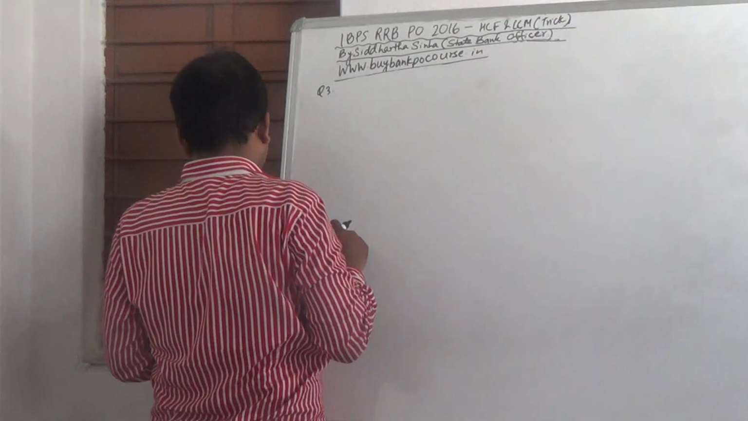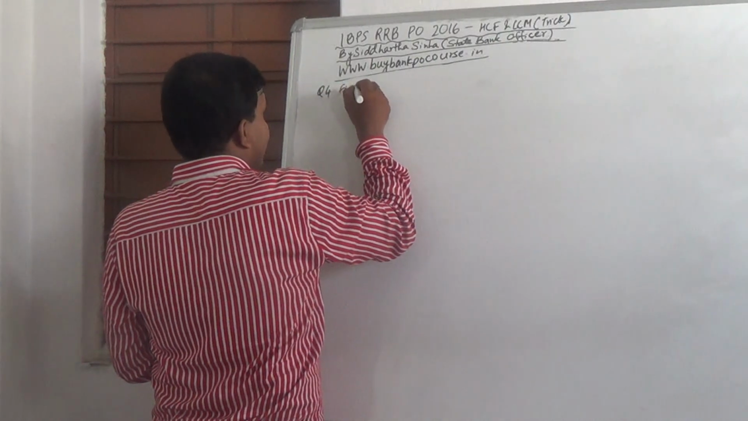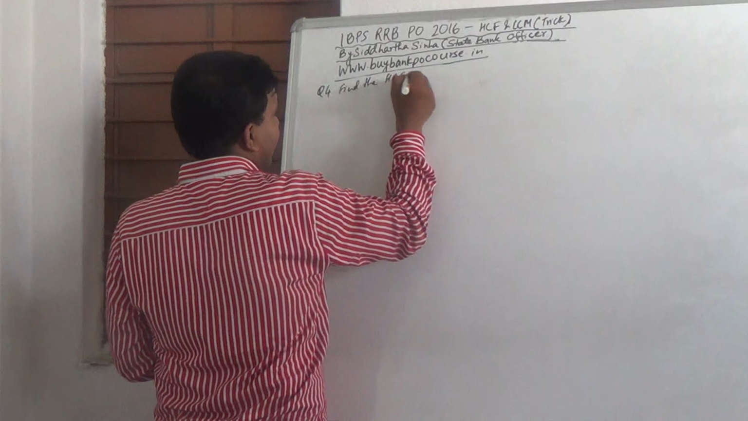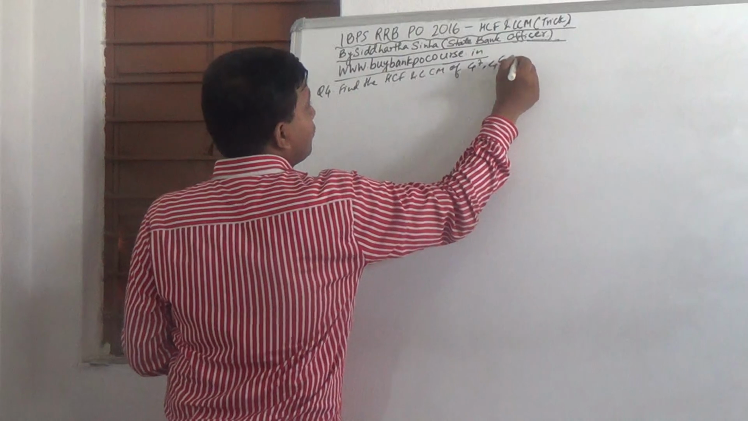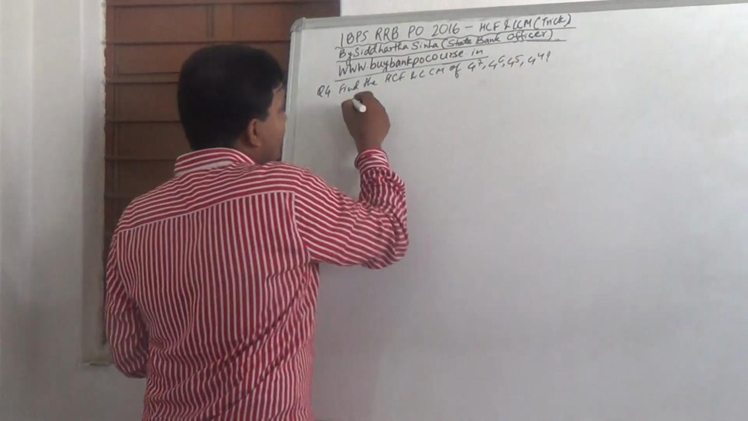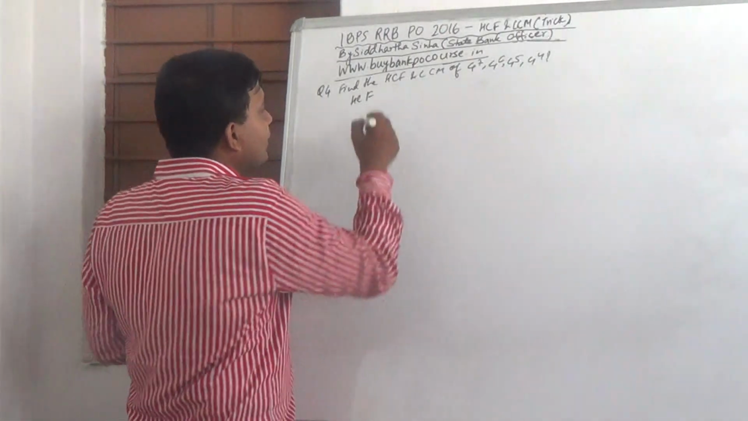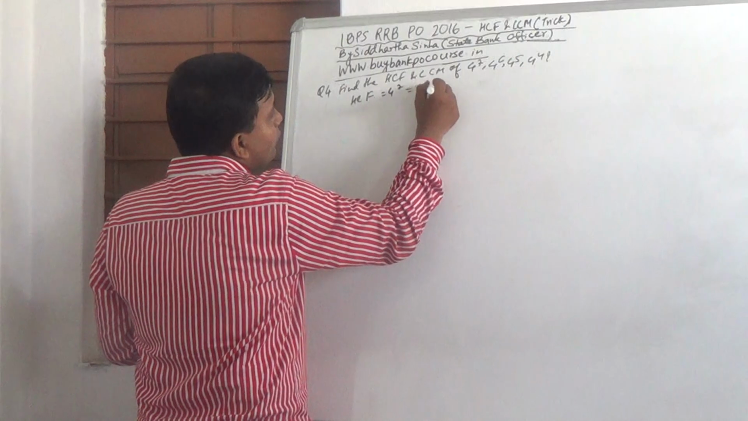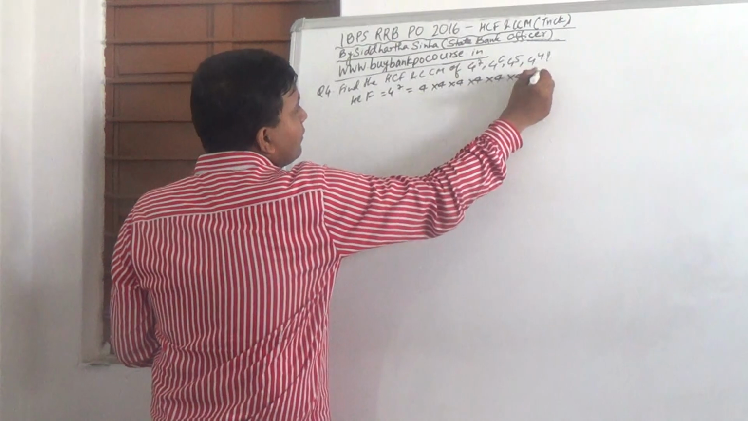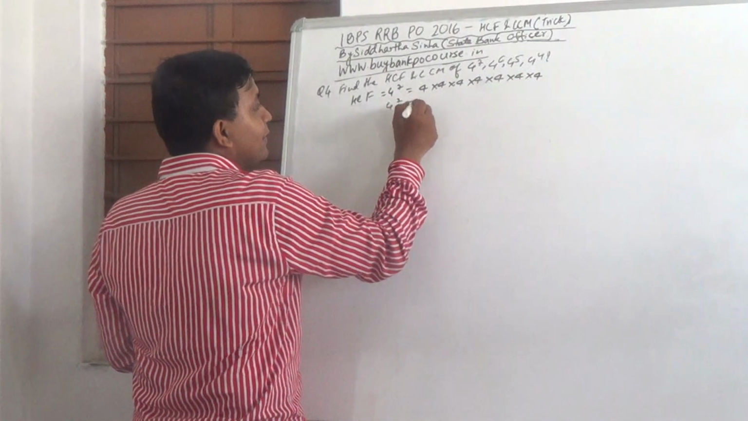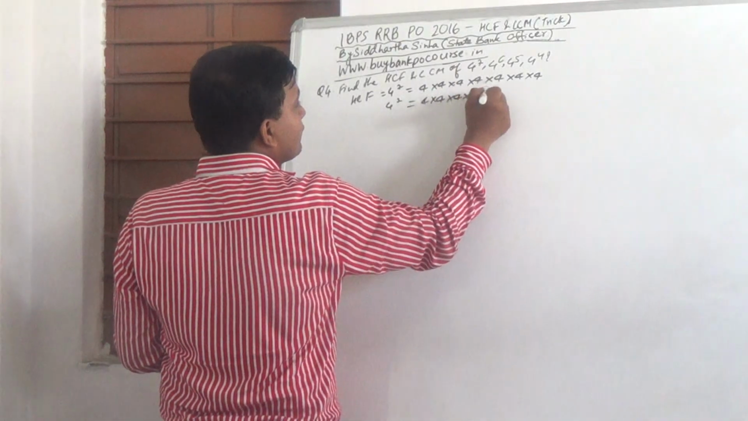Now question number 4. Find the SCF and LCM of 4 to the power 7, 4 to the power 6, 4 to the power 5, 4 to the power 4. It is asking SCF. SCF is what thing? Common number. So what is basically 4 to the power 7? It is 4, 1, 2, 3, 4, 5, 6, 7. Second is 4 to the power 6, it is 4 up to 6 times: 3, 4, 5, 6.